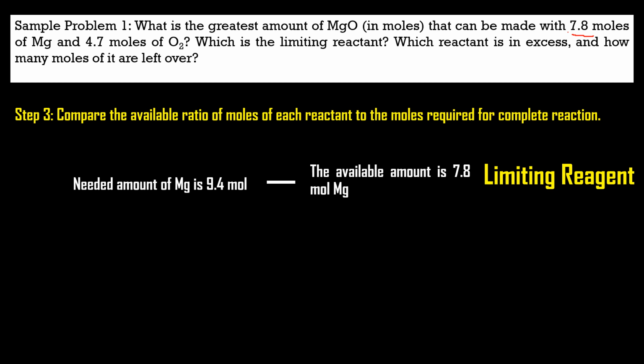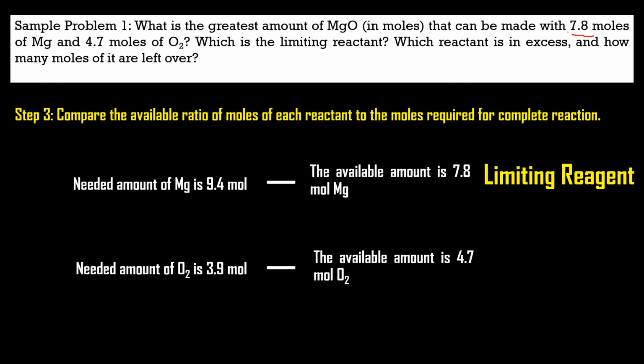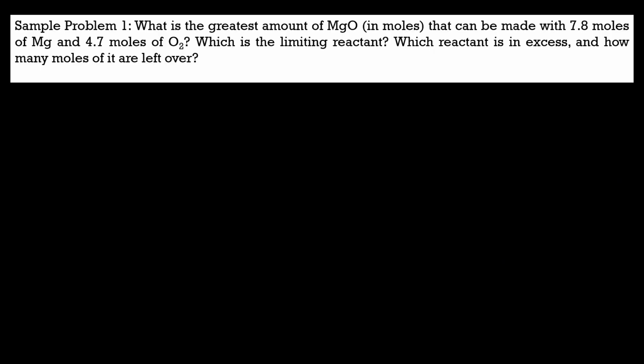How about the oxygen? So in our solution, in step number 2 again, we actually need 3.9 moles of oxygen gas to completely consume magnesium. Hence, the available amount of oxygen gas based from our problem is 4.7 moles, which is more than enough for the reaction to go to completion. Therefore, oxygen gas will be our excess reagent or reactant because not all of its amount will be used in the reaction. So we have here again the problem and the balanced chemical equation.